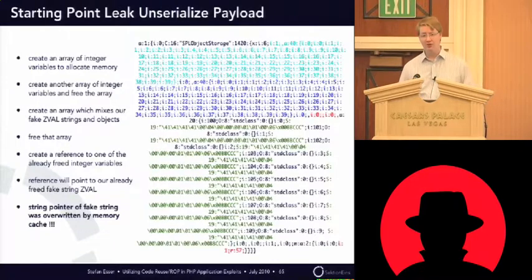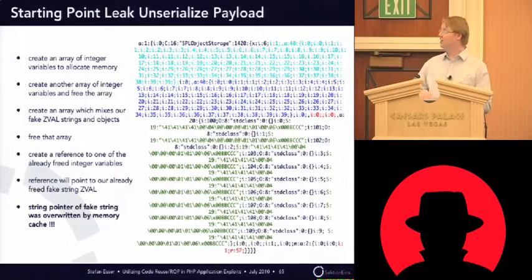The idea now is you first create an array of integers just to allocate something, to make the memory cache empty. Then you again create an array of integers that you free immediately again. So you have all these empty spots in the variable table. And then you create an array that contains your fake string and the empty object in alternating sequence. And then you free it again. And this is very important. You free it again. And then you create the reference to the already freed thing.